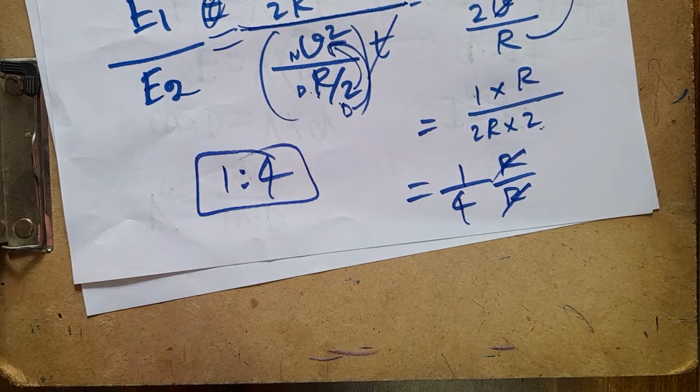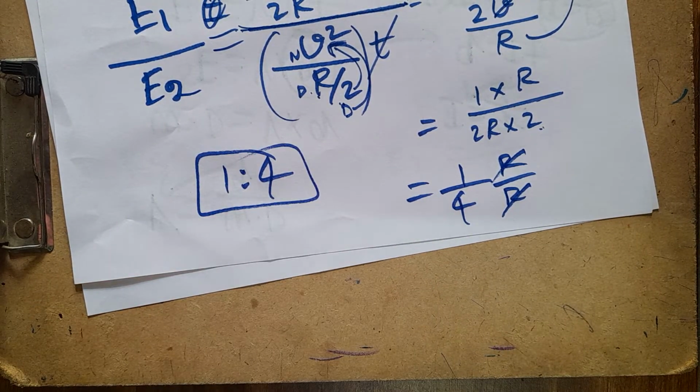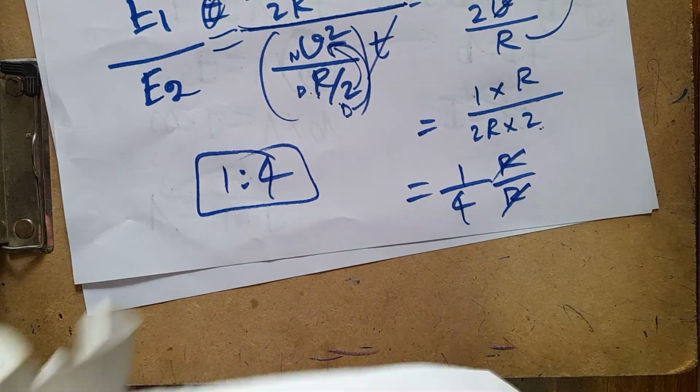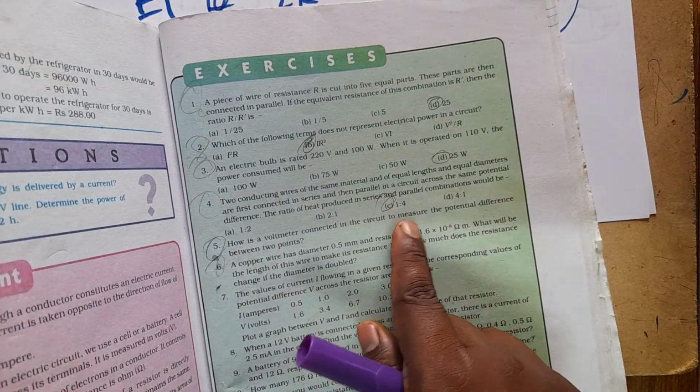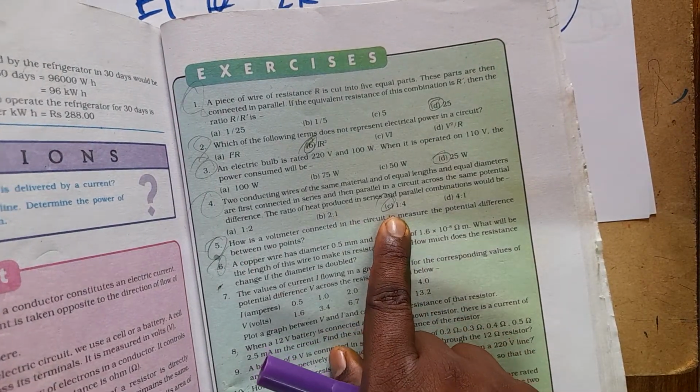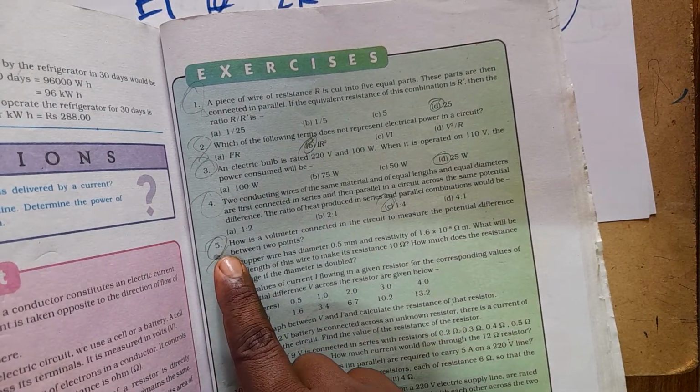The fourth problem is completed, and the answer will be 1:4. Now we will see where the answer is given. The option is C, 1:4. Next one, question number 5.